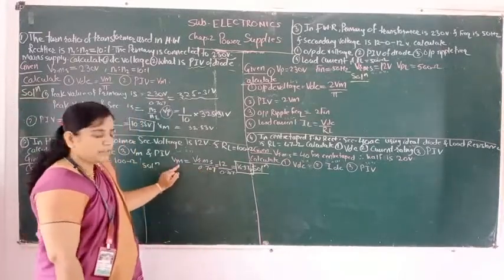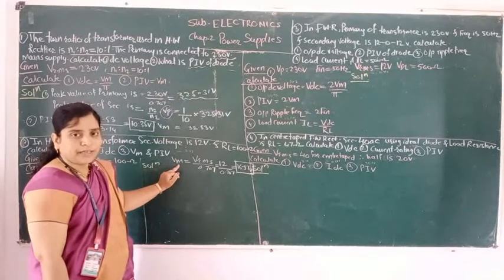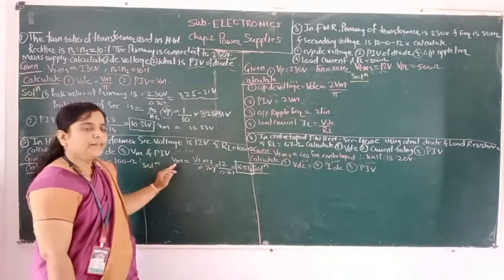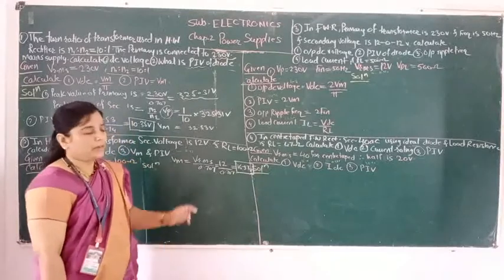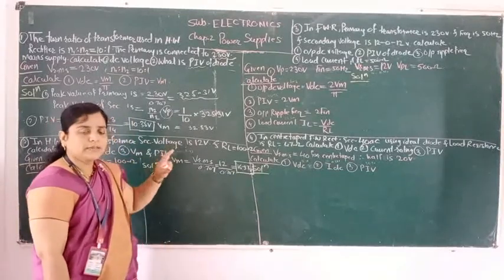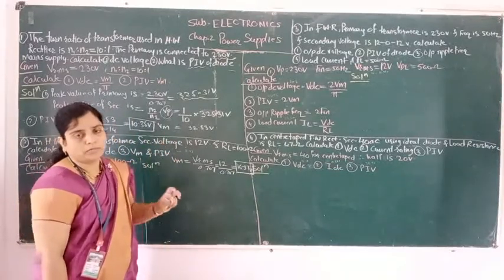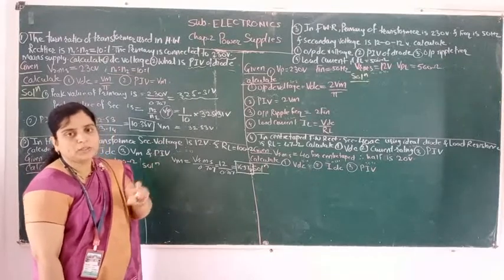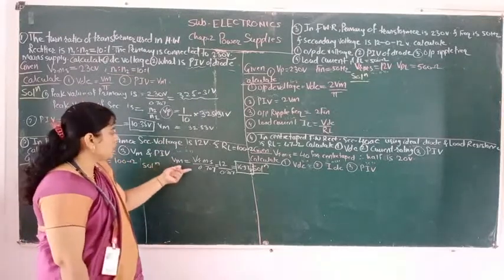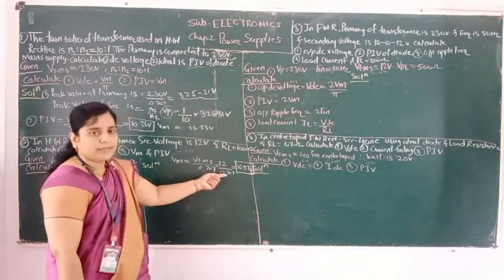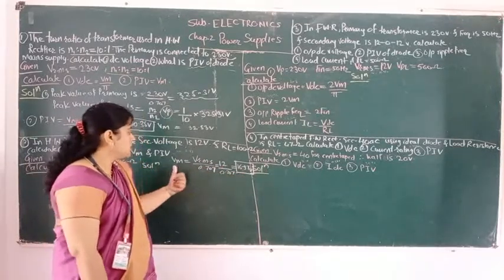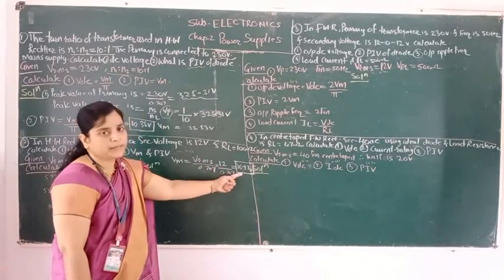Then you can calculate the value of VM. Directly VM is not given. If VM is given directly, you can calculate, but VM is always not given directly. It is given in the VRMS form. RMS is root mean square. So the root mean square voltage is 12 volt divided by 0.707. So this is the VM, 16.97.